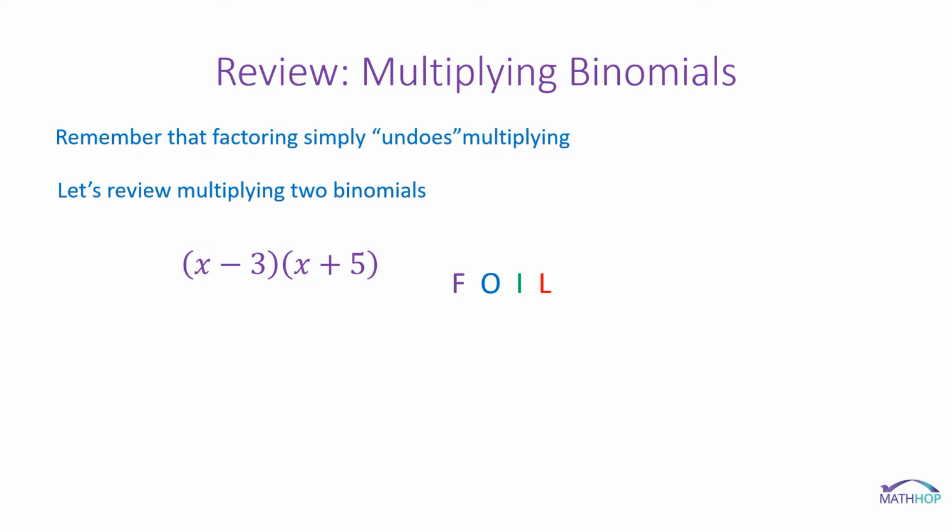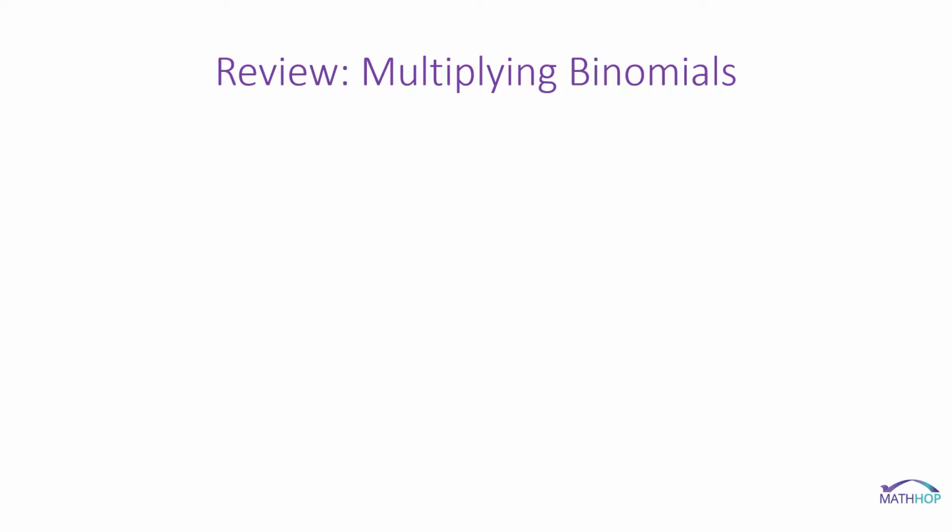So F is first. The first terms mean the first terms in both expressions. It's fairly easy to get. The O stands for outer. Those are the outermost terms. So the first term in the first expression and the last term in the second expression. The I stands for inner, and so those are the innermost terms, meaning the last term in the first expression and the first term in the second expression. And the L stands for last, which is just the last term in both expressions. So let's see what this looks like when we actually do the multiplication.